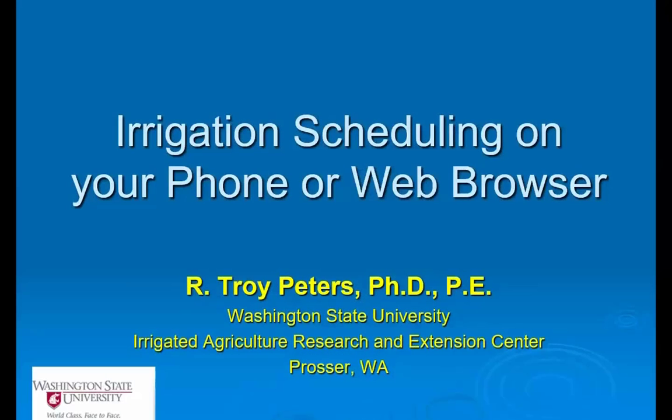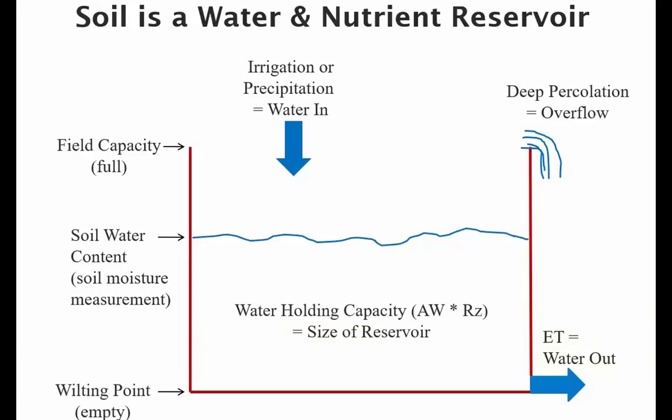I want to talk really quickly about two things. One is this irrigation scheduling that you can do on your phone or web browser. So basically, we can use the soil as a reservoir to store water and nutrients for use by the crop. So when we do irrigation scheduling, it's really important for us to know how big that reservoir is, or how much water that soil can hold, and then how fast the water is being depleted from that reservoir.